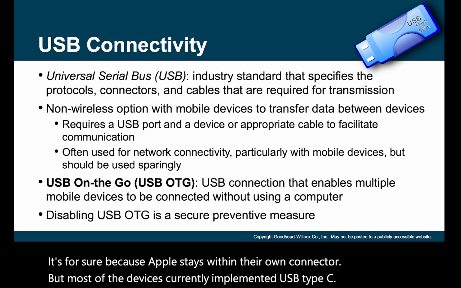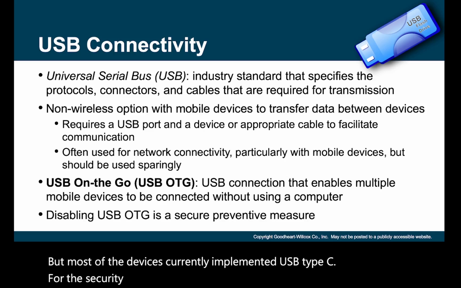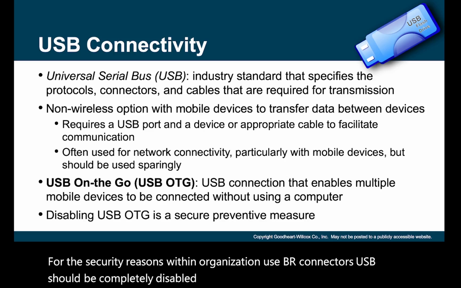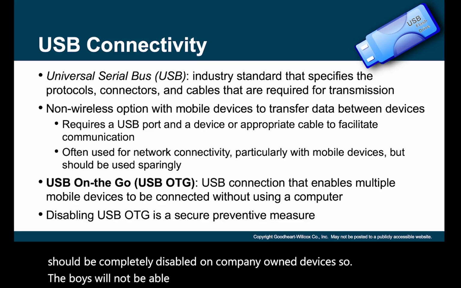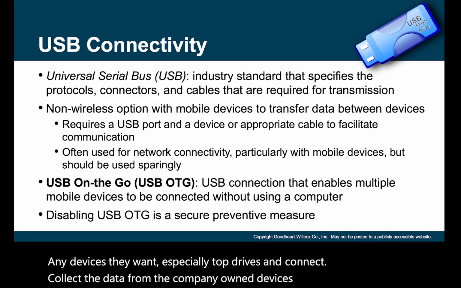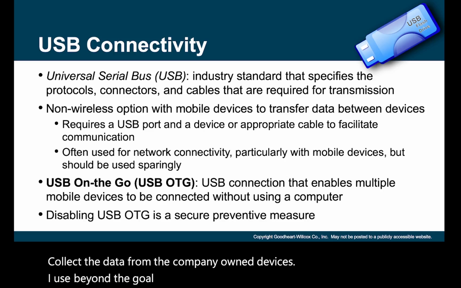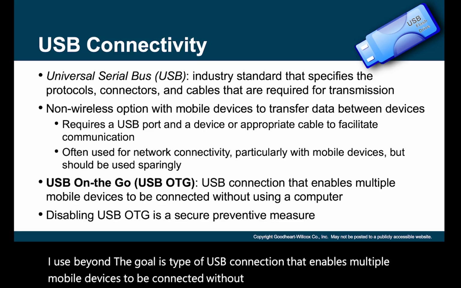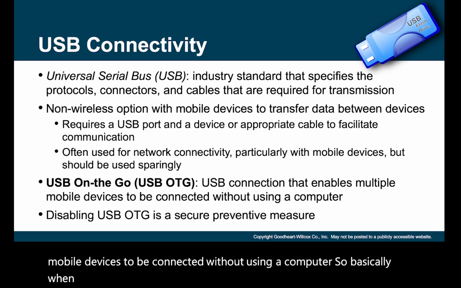For security reasons within the organization, USB should be completely disabled on company-owned devices, so employees will not be able to just plug in any devices they want, especially thumb drives, and collect the data from the company-owned devices. USB On-The-Go is a type of USB connection that enables multiple mobile devices to be connected without using a computer.